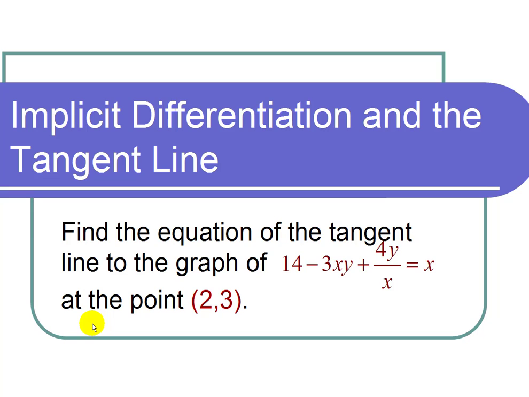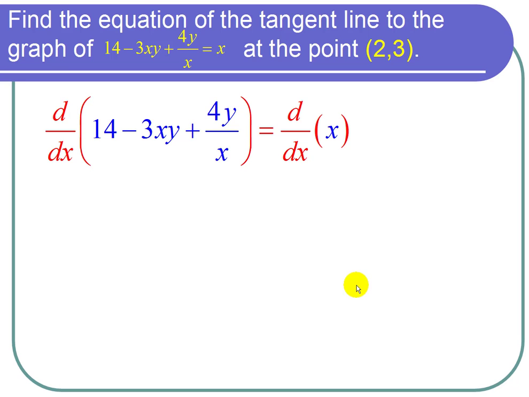Since the function is defined implicitly, I'll use implicit differentiation to solve this, which means I take d over dx of both sides. So the derivative of 14 with respect to x is just 0. And for the derivative of negative 3xy, I need the product rule.